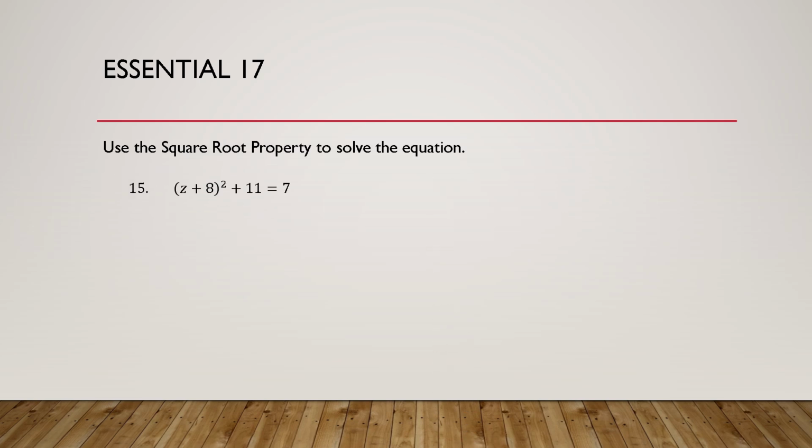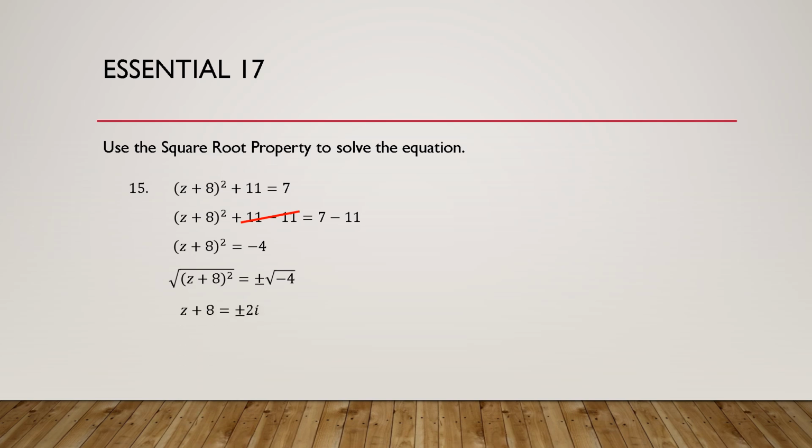Use the square root property to solve the equation (z plus 8) quantity squared plus 11 equals 7. First, we subtract 11 from both sides, leaving us (z plus 8) quantity squared equals negative 4. Now we square root both sides. When we do this, the square root property tells us that the right side of the equation could be positive or negative. So we express it as plus or minus the square root of negative 4. On the left side, the square and square root cancel each other, leaving z plus 8.